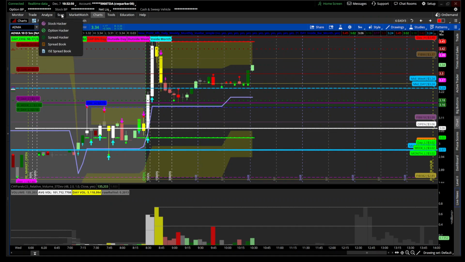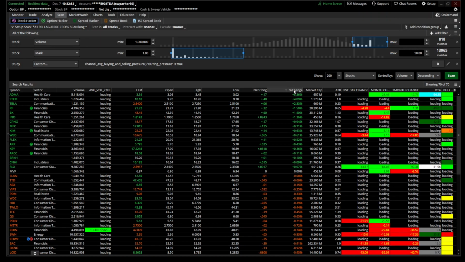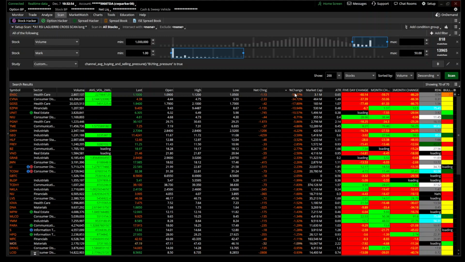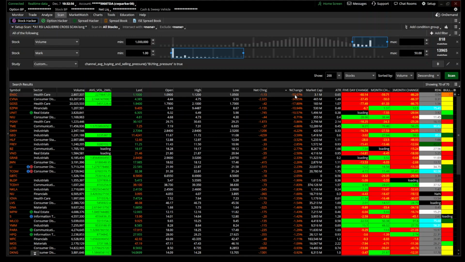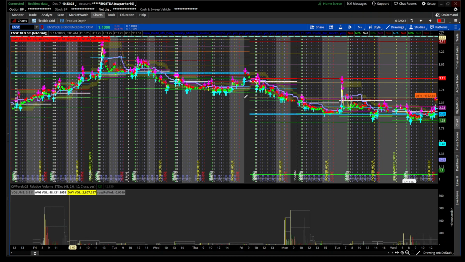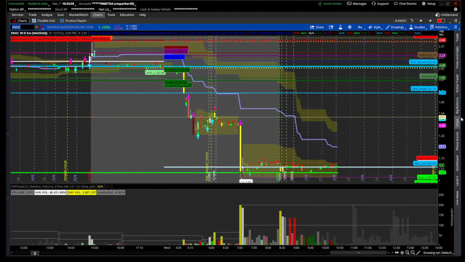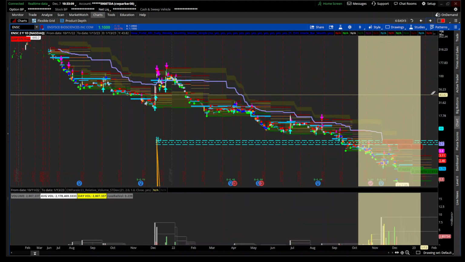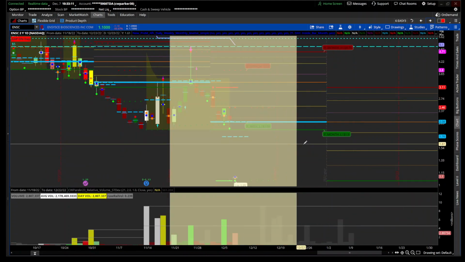And we're going to go back to the scan, and I'm going to look for something. Let's see, ENSC. It actually has a buying pressure dot on it, which I'm kind of confused about. So let's go look at it. Here's your buying pressure dot.